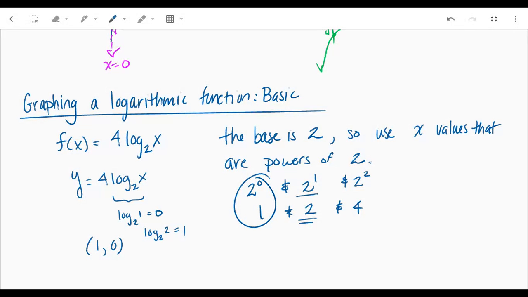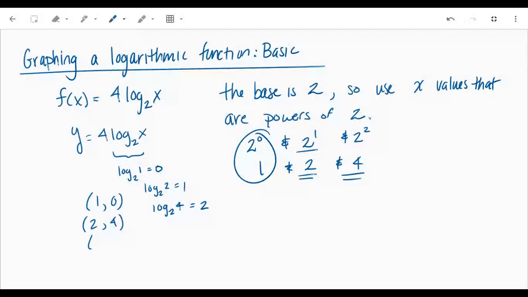Okay. So when I plug in an x value of 2, log base 2 of 2 is 1. So y would be 4. Okay. And like I said, you only need the 2 points. But I'll show you one more. If we plug in x is 4, log base 2 of 4 is 2. So then we'd have 4 times 2, which is 8. So when x is 4, y is 8. Okay, so there's some points we can use.